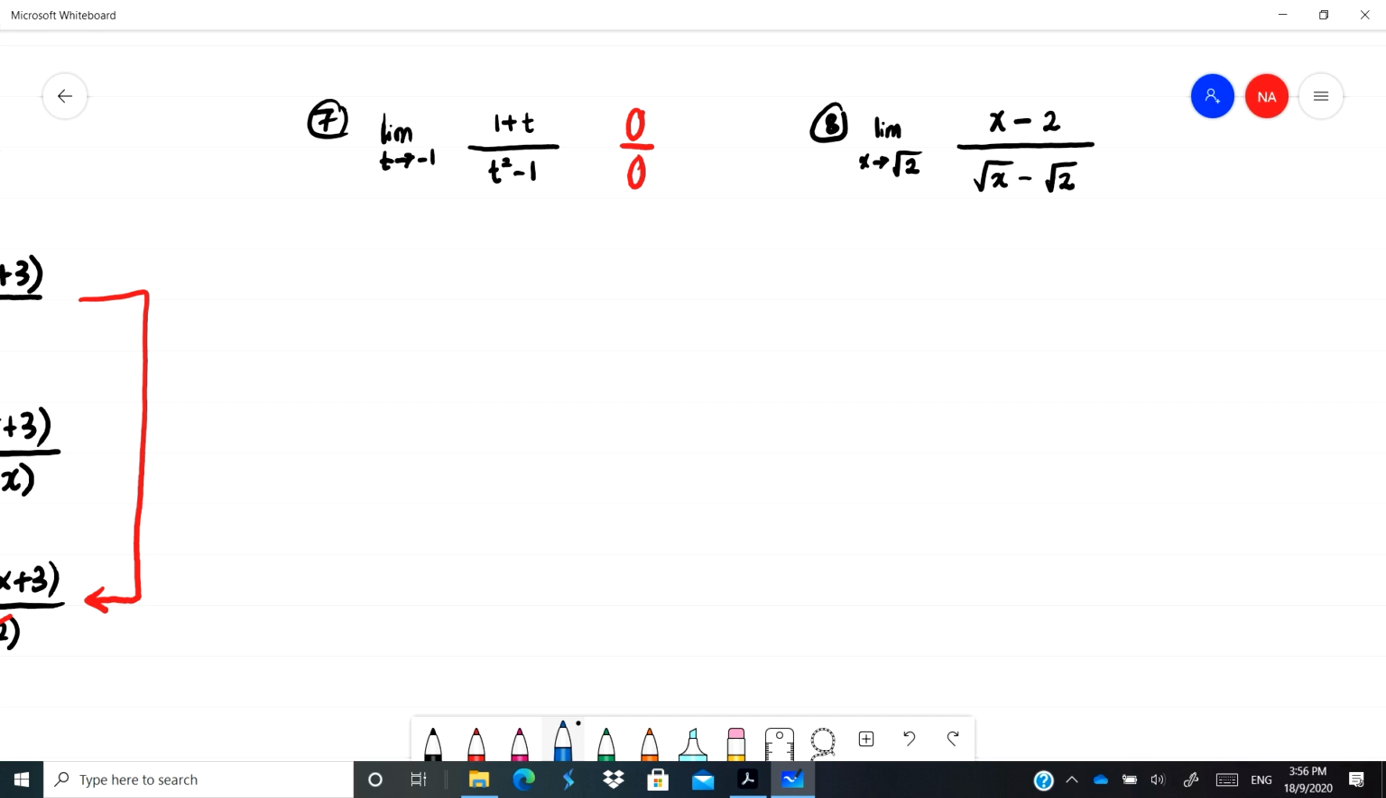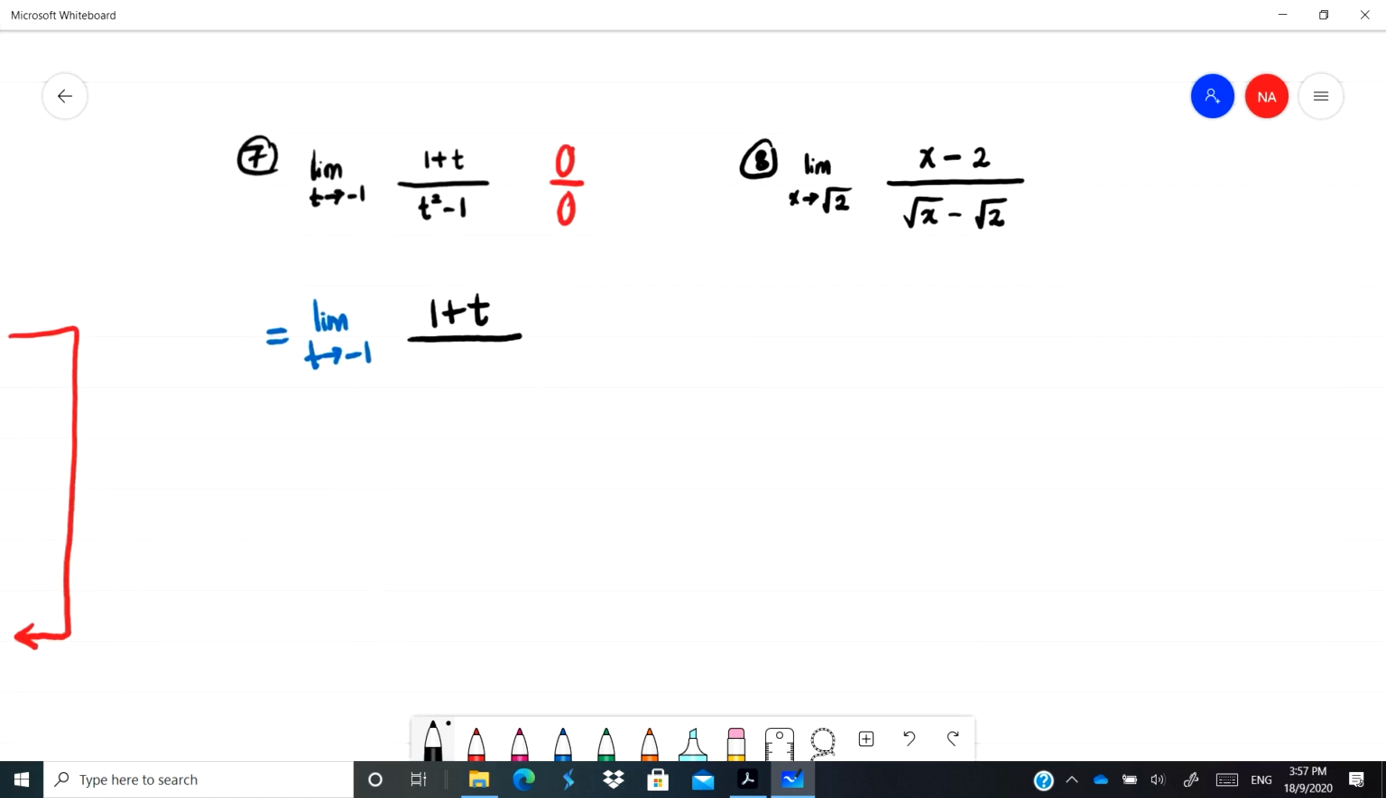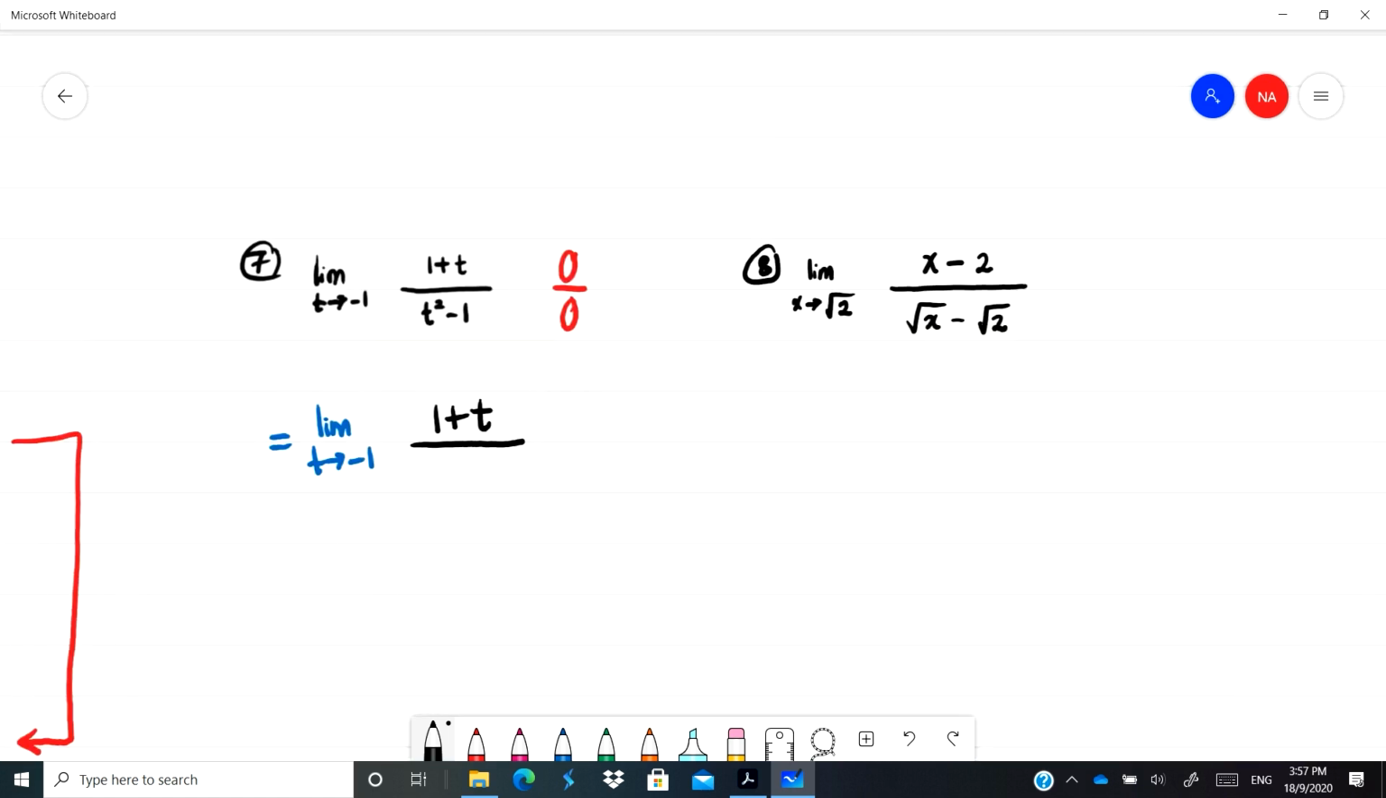Always don't forget this limit as t approaching -1, because we have not substituted the value of t with -1 yet. Now, the denominator, we are not doing anything there, so just copy. But the numerator, please take note that t squared minus 1, if you can't remember, you have to write it back.